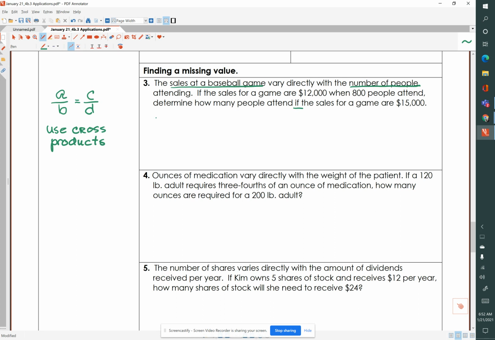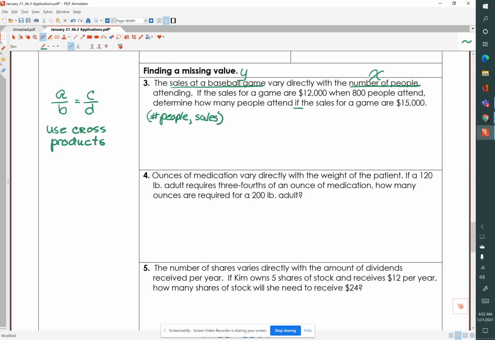So let's think about that. I have an X and a Y value. We had a helpful hint. Generally assign your first thing the Y value. That's the sales. So the number of people will be our X value. So let's put this in terms of an ordered pair. So the X value is the number of people, and the Y value is the sales.